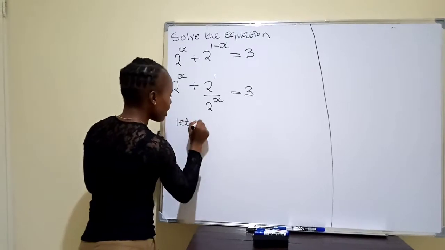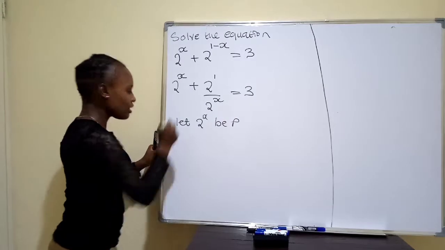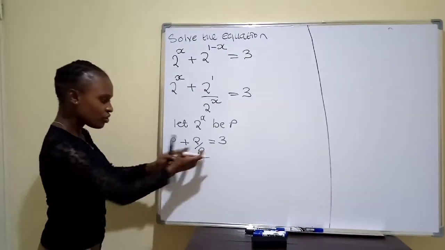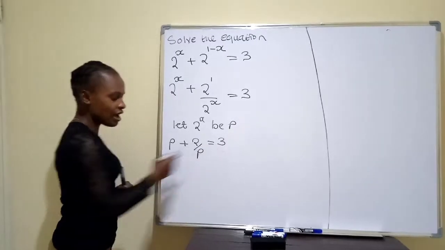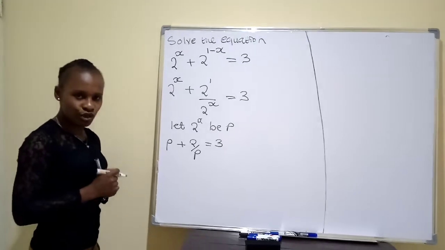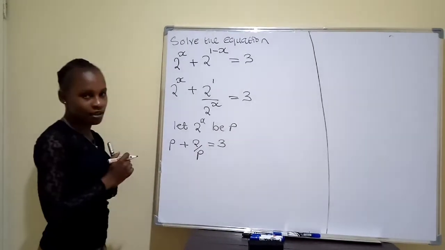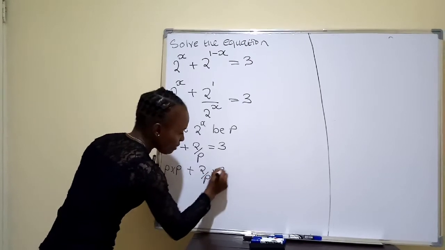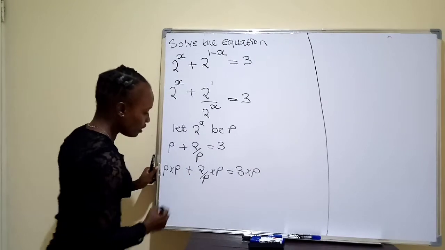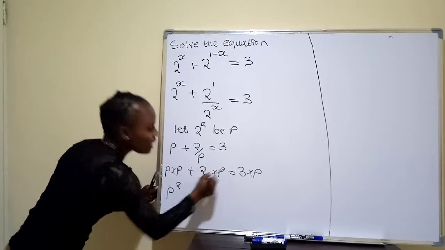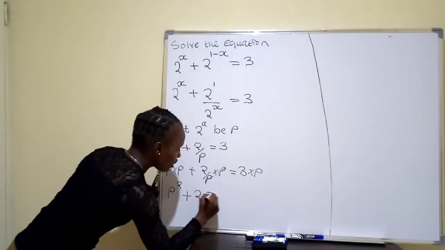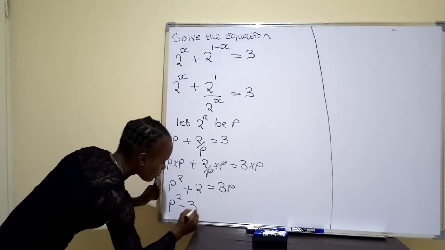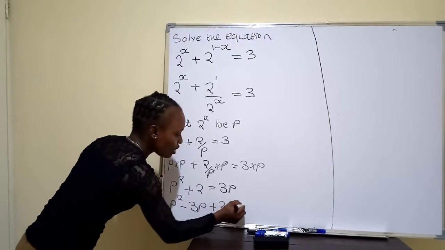Let 2 to the power x be p. Then we are going to have p plus 2 over p being equal to 3. So this is a fraction. Then we have one number on this side. So let us get rid of the fraction. And how do we do that? We are going to multiply throughout by p. So we are going to have p multiplied by p plus 2 over p multiplied by p equal to 3 multiplied by p. So that we are going to have p squared, this p and this p cancel. We have plus 2 equal to 3p. And we can write this as p squared minus 3p plus 2 being equal to 0.